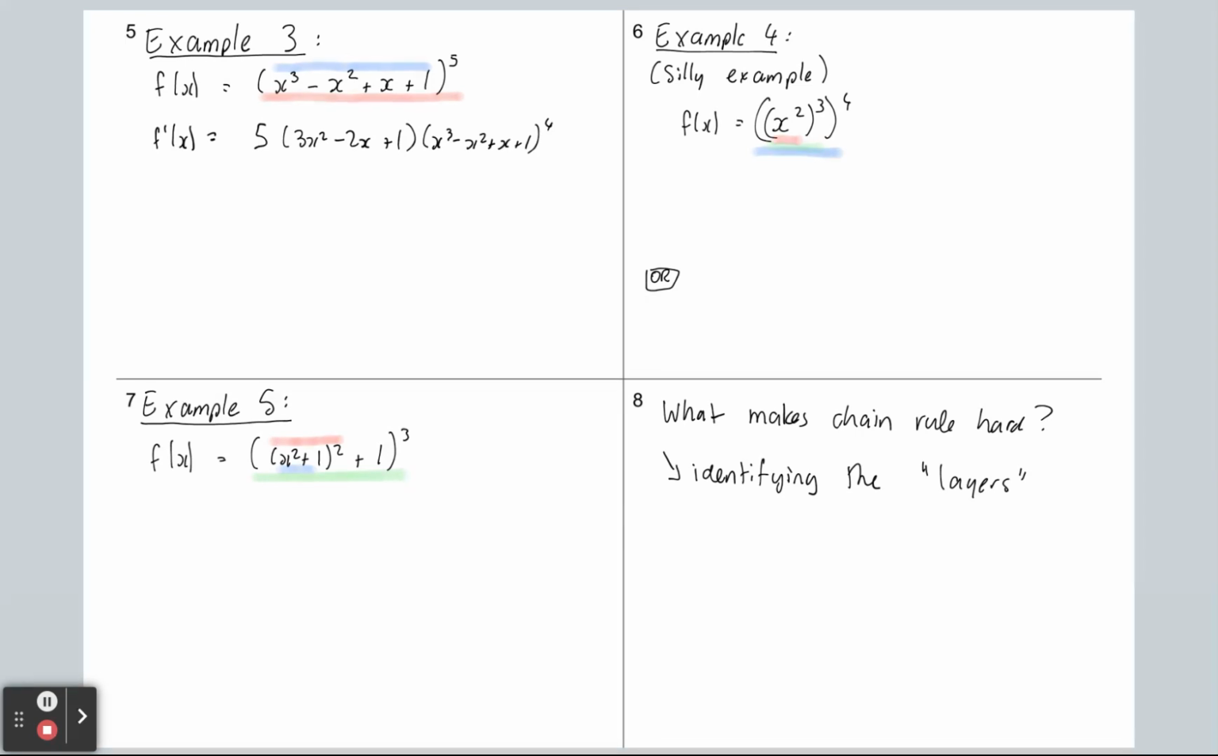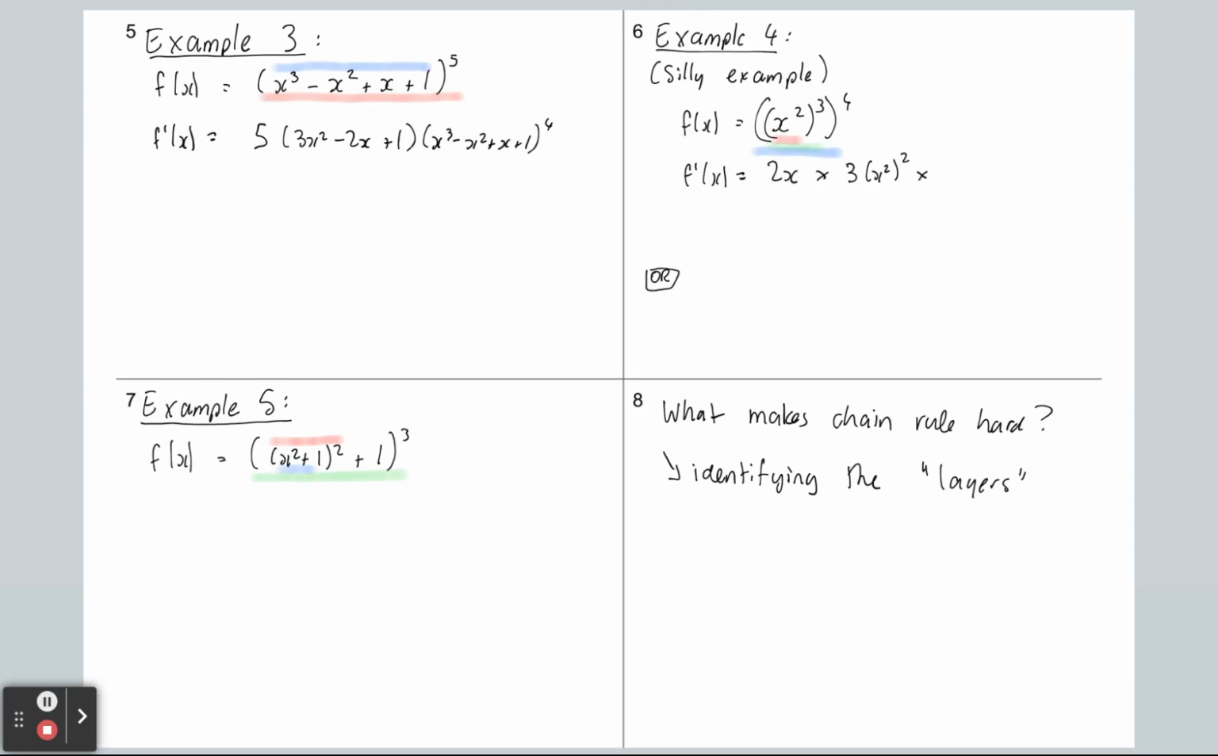Example 4 is silly, and I'll explain why it's silly in a second, but I wanted to show you the onion rule working on multiple levels here. So we've got one level here, then a second level here, then a third level here, and we just onion it out. So f dash of x is equal to, inside layer, the red layer there, is x squared. So the derivative of x squared is 2x, multiplied by, go one layer out, x squared cubed. So that would become 3 multiplied by x squared, bring the power down by 1, squared.